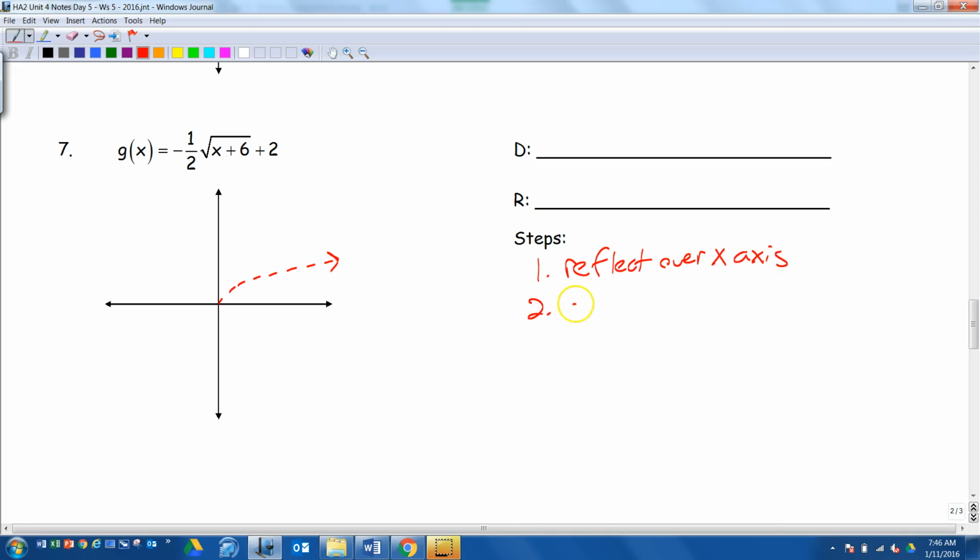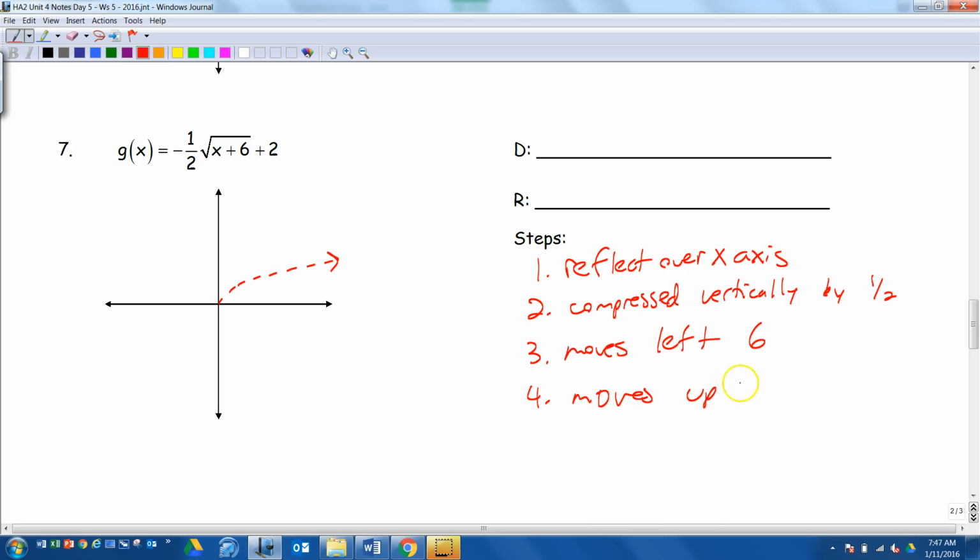2, we're going to say that it compressed vertically by 1/2. 3, we're going to say it moves, if you look, left 6. And then 4, it moves up 2. And now based on that, we know it's going to be flipped over and then moved, and it's going to be compressed. So if I move left 6, 1, 2, 3, 4, 5, 6, and up 2, I'm here.